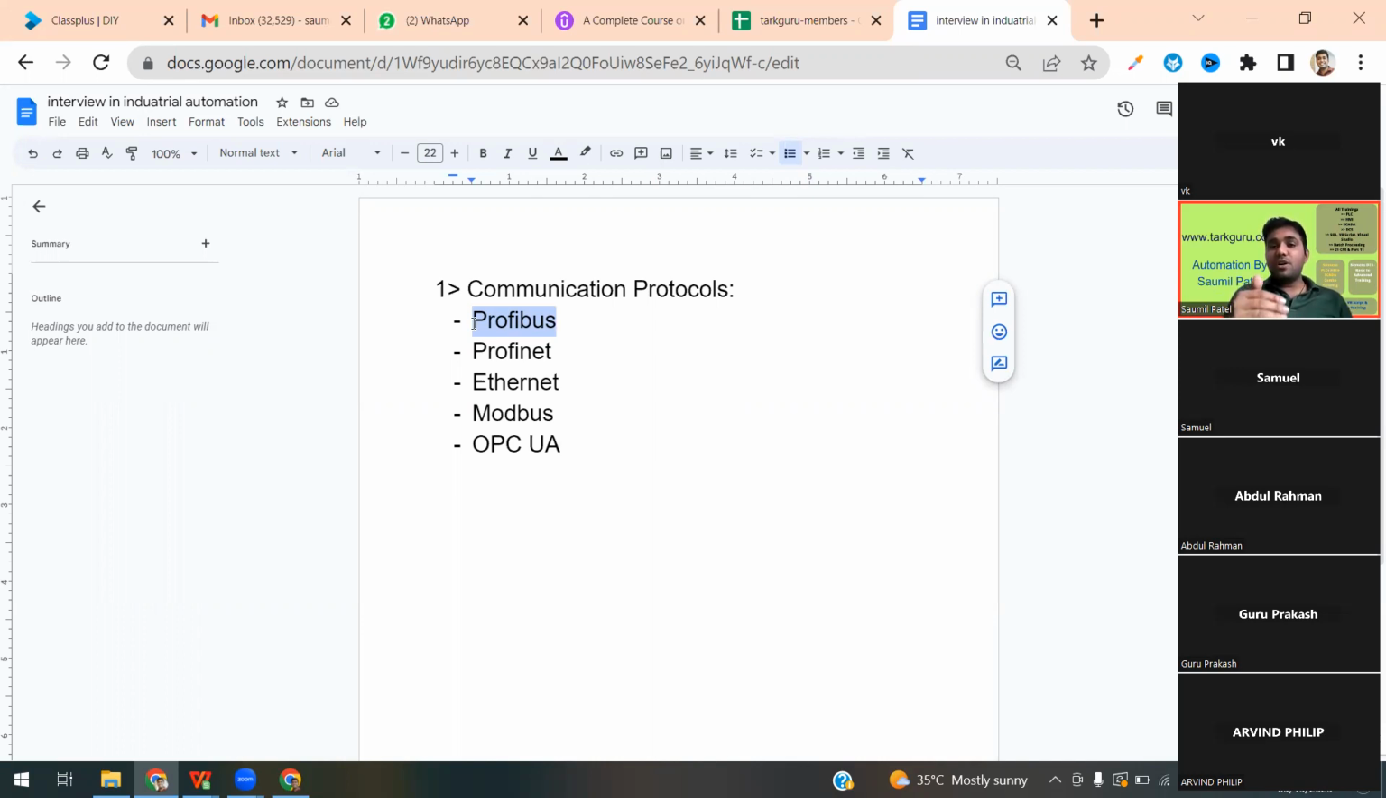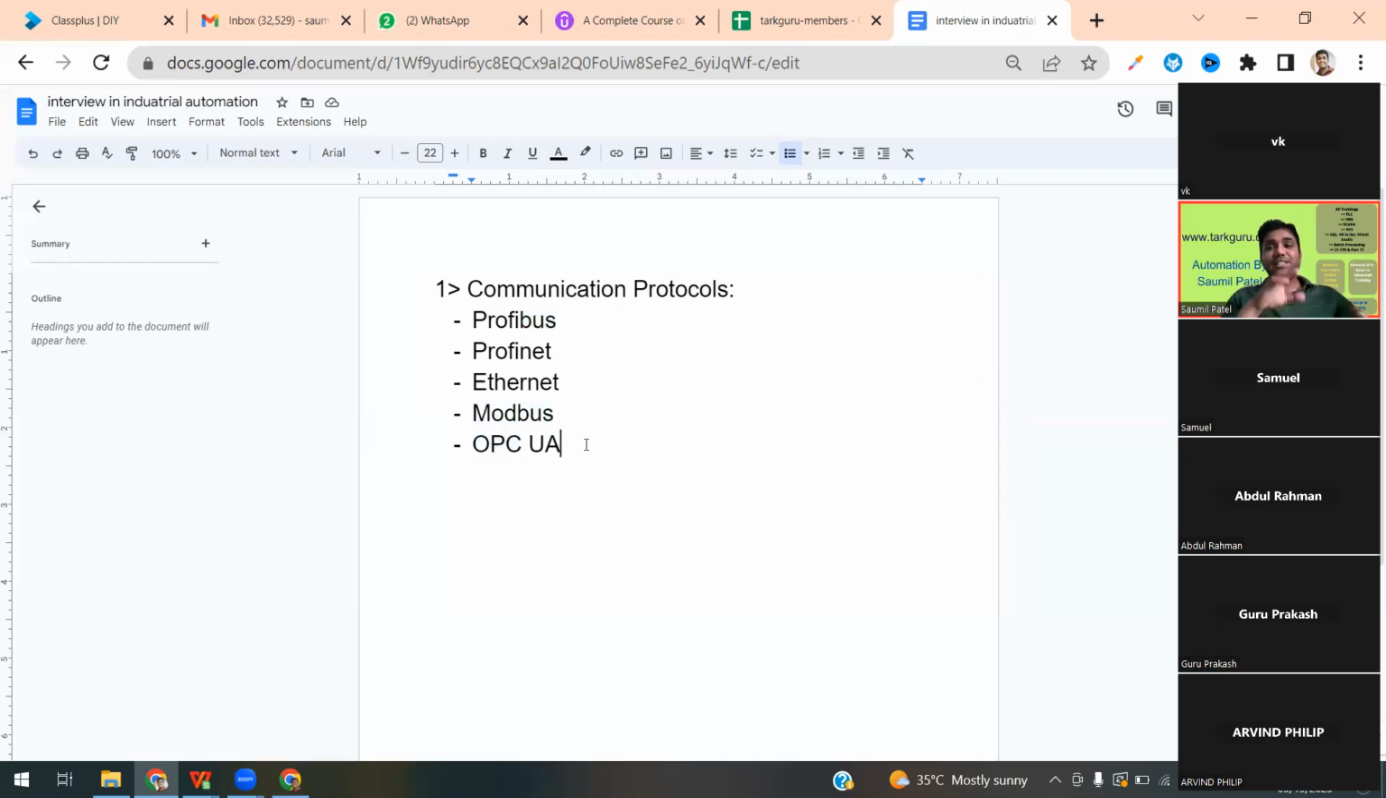Generally, the interviewer is looking for guts from your side, how you explain to the interviewer. Knowledge is the secondary part; how you explain, the confidence you showcase in front of the interviewer, is really important. If you know at least 2 or 3 communication protocols that you have already used in your project, that is enough. I strongly recommend you know Profibus, Modbus and OPC UA.